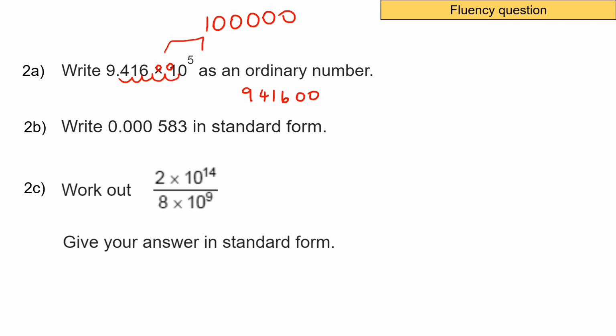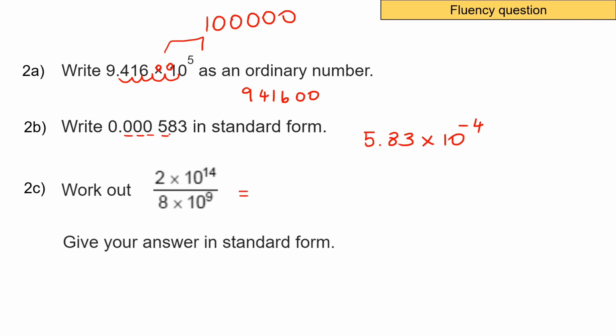Standard form has to be in between 1 and 10. So it's going to be 5.83 times 10 to the power of, remember it's going to be a negative this one because it's before the number. So you've got 1, 2, 3, 4, negative 4.